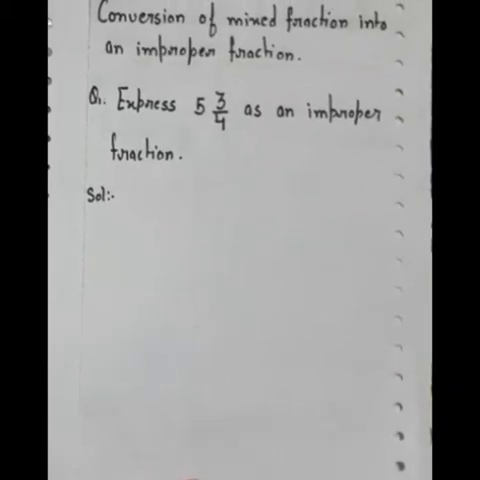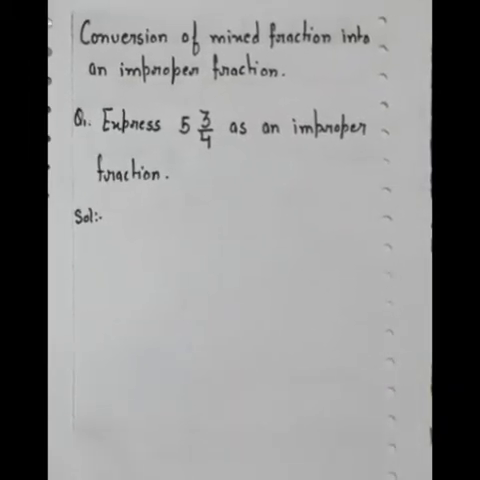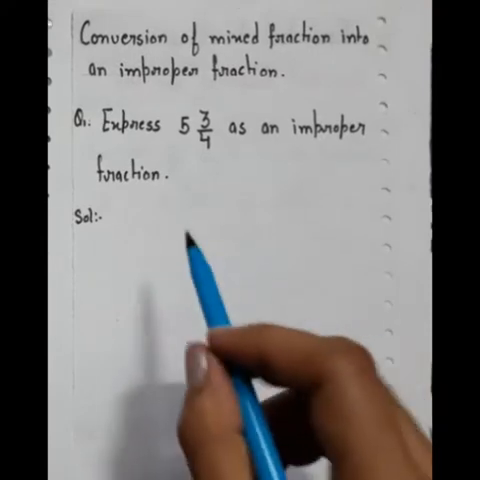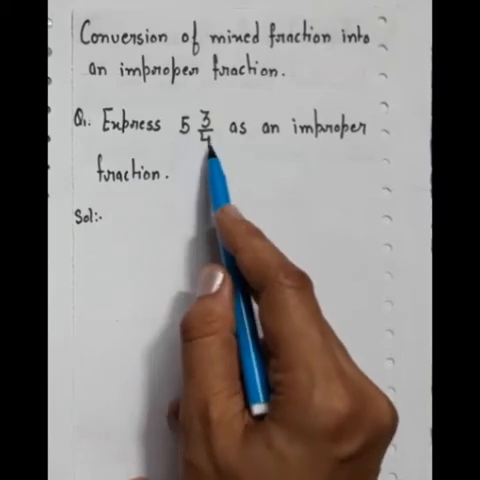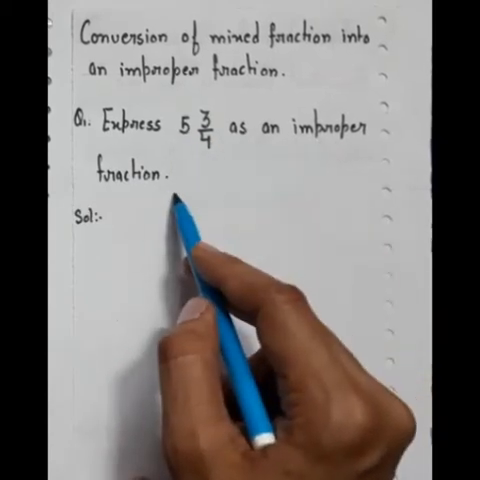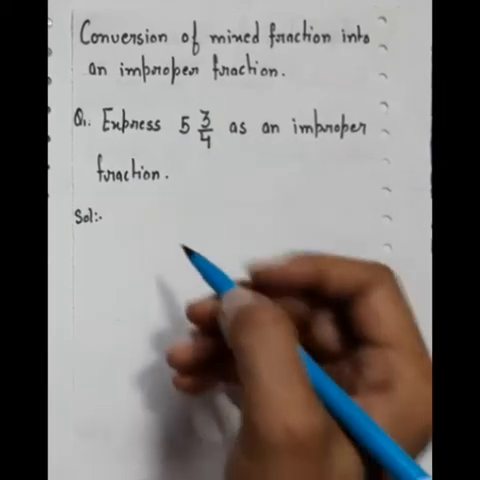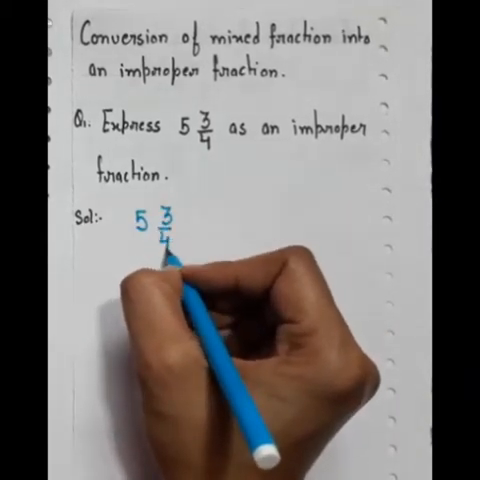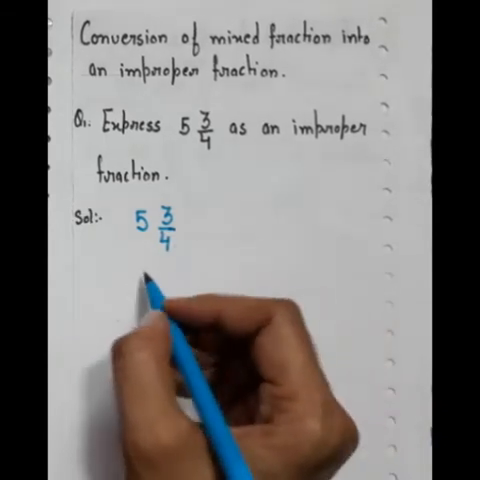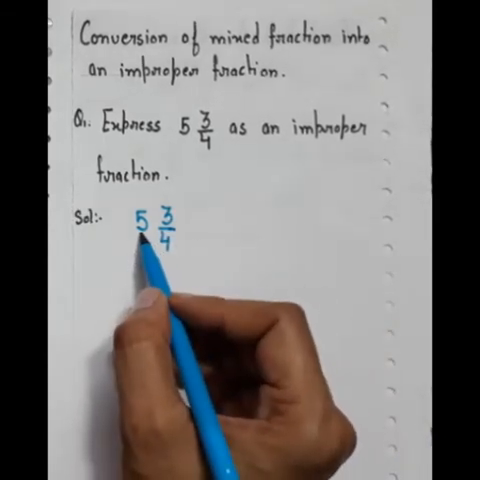Next we are having conversion of mixed fraction into an improper fraction. So here your first question is express 5 whole 3 upon 4 as an improper fraction. Now how are you going to do it? First write down this 5 whole 3 upon 4. Okay. Now what you have to do, you have to multiply this whole number part.